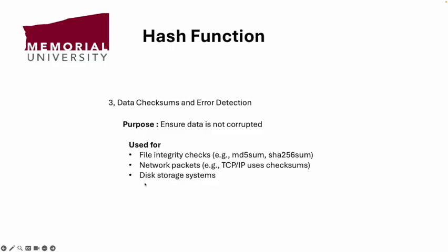Disk storage systems, right? They use this as well. With disk storage, you want to do the partition on the disk. Even though you do a partition, you make sure the file is not damaged, and you can verify whether the file is damaged or not. Okay, so that's using a hash function to verify it. So data checksum and error detection. The reason is quicker verification of large data using a small hash value.